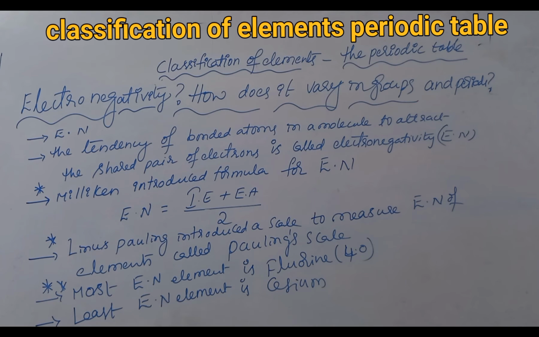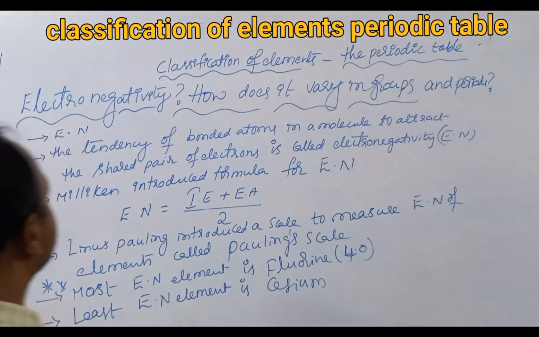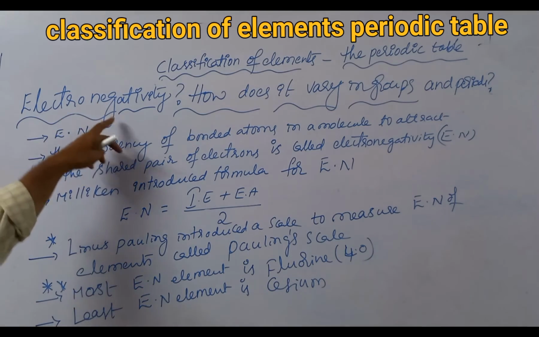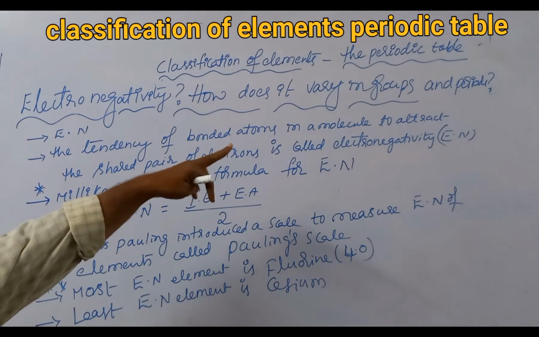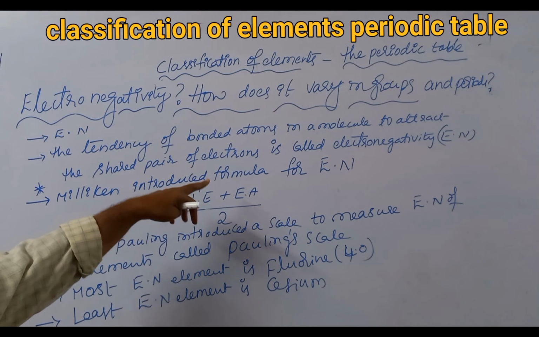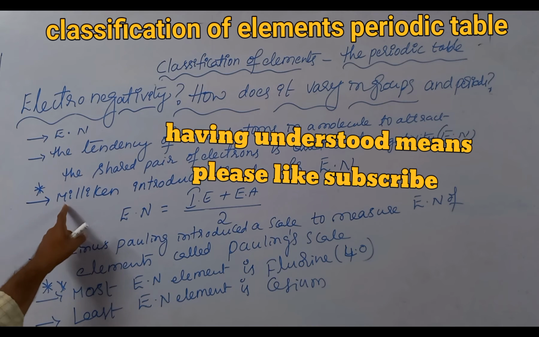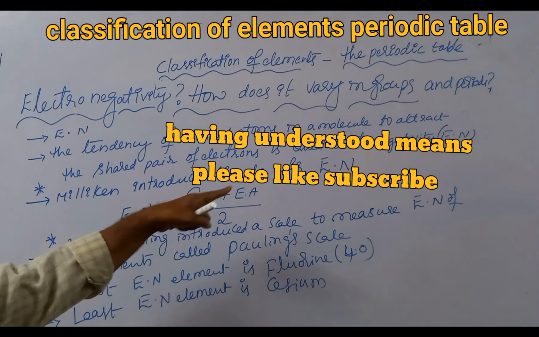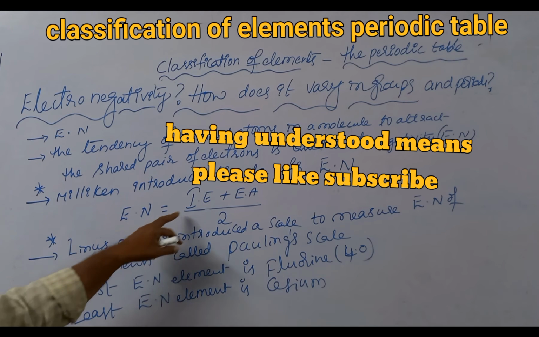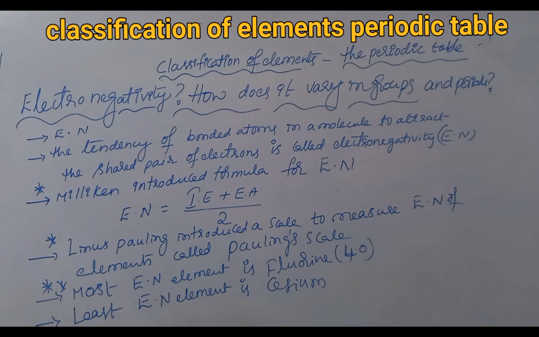So now how can we explain the variation of electronegativity in groups and periods? Once again, En stands for electronegativity: the tendency of a bonded atom in a molecule to attract the shared pair of electrons towards itself. Millikan is the scientist who introduced the formula: electronegativity equals ionization energy plus electron affinity divided by 2. Linus Pauling introduced Pauling's scale to measure electronegativity. The most electronegative element is fluorine, and the least electronegative element is cesium.